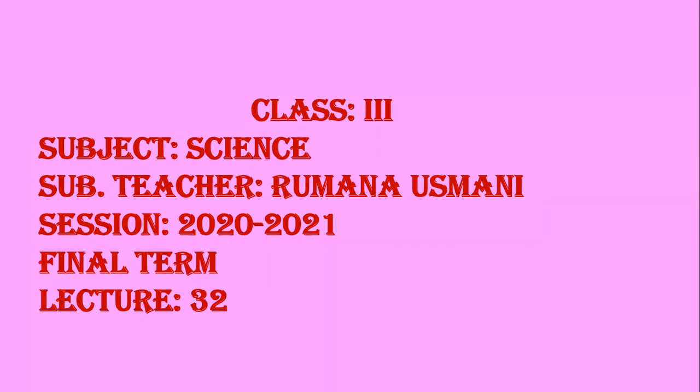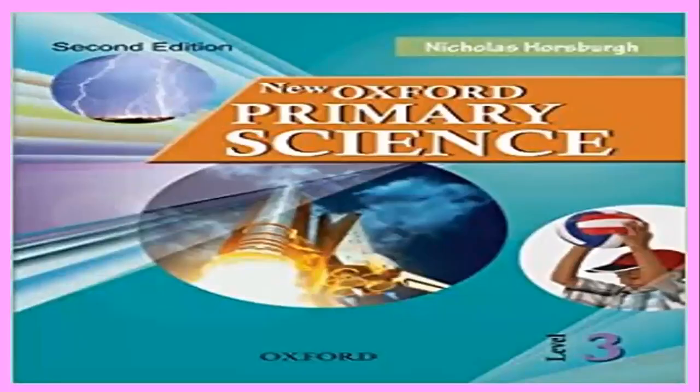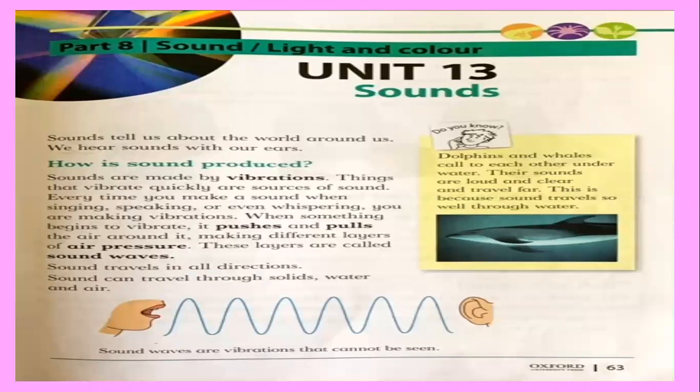This is our science class. I am your subject teacher, and this is our lecture number 32, science book, Primary Science Level 3. Hope you all have this book. Open it. Today we are going to read, do the exercises and explanation. Let's start reading. It's Unit 13, Sounds. Unit 13, about the sounds.